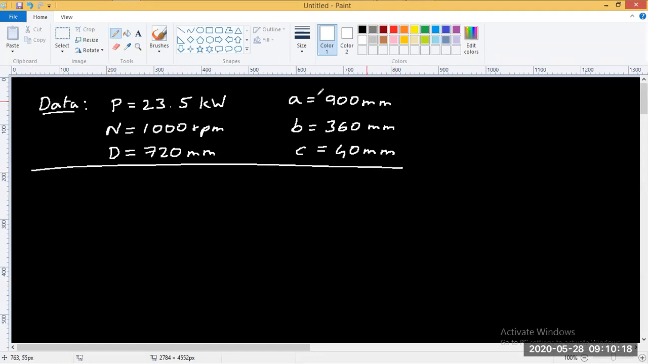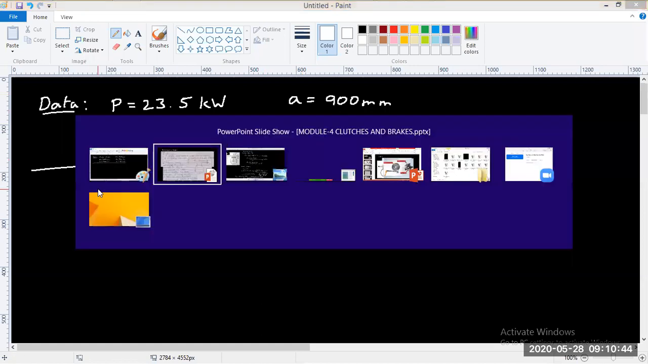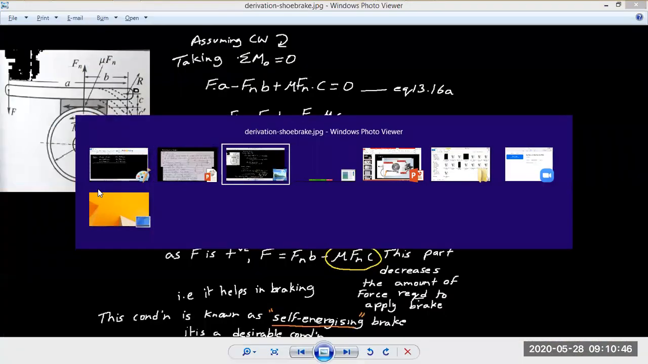That is, these are dimensions with respect to where the pivot point lies with respect to force. B is with respect to the center of the axis of the drum, and C is with respect to the shoe, the contact point of the shoe with the circumference of the drum and the pivot point. Okay, so all dimensions with respect to the pivot point. So let's go back to the PPT.